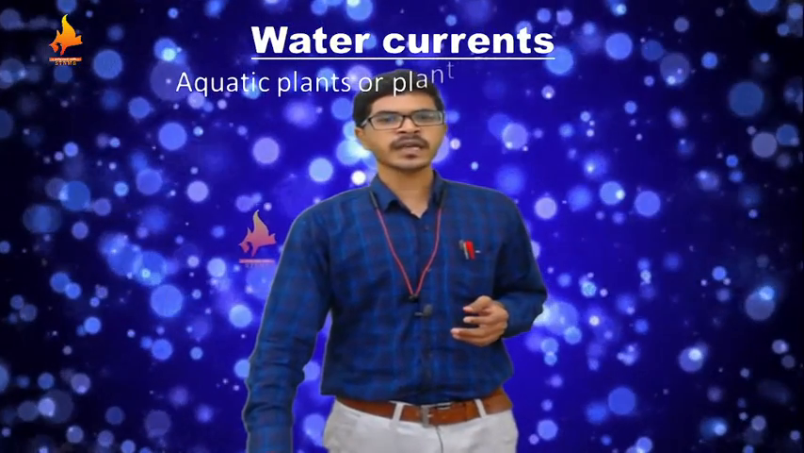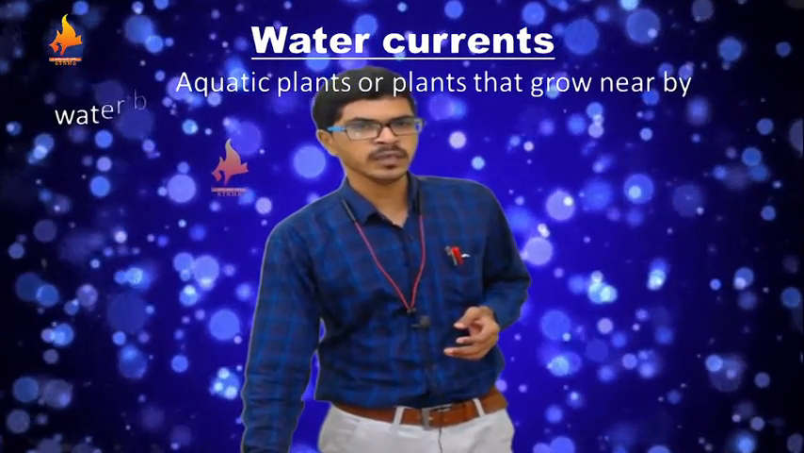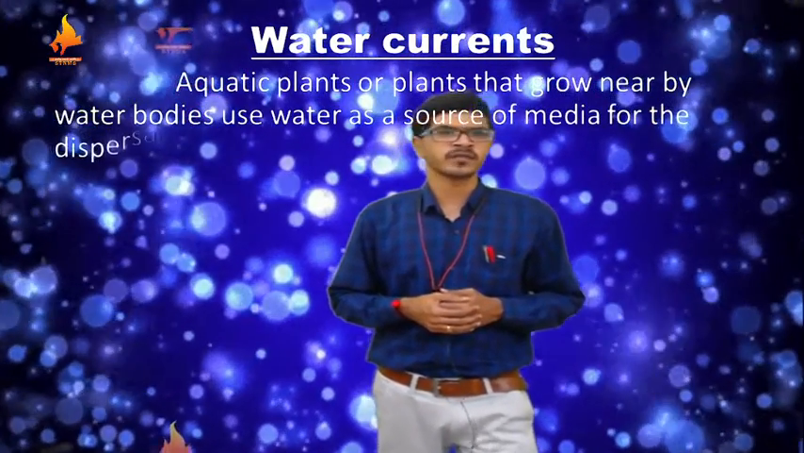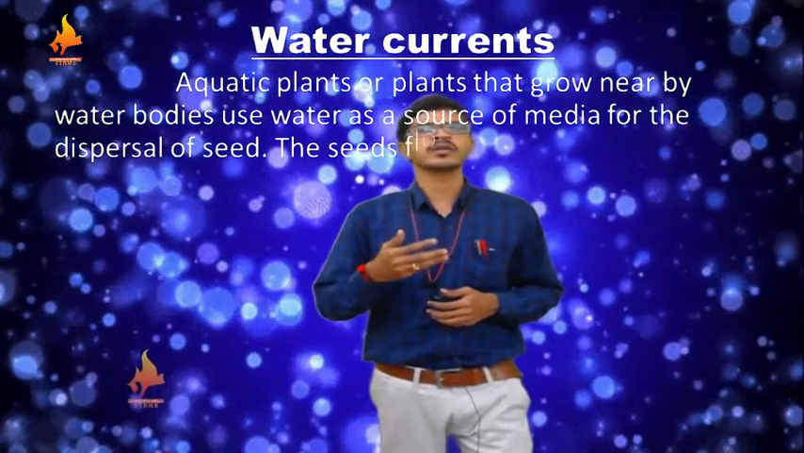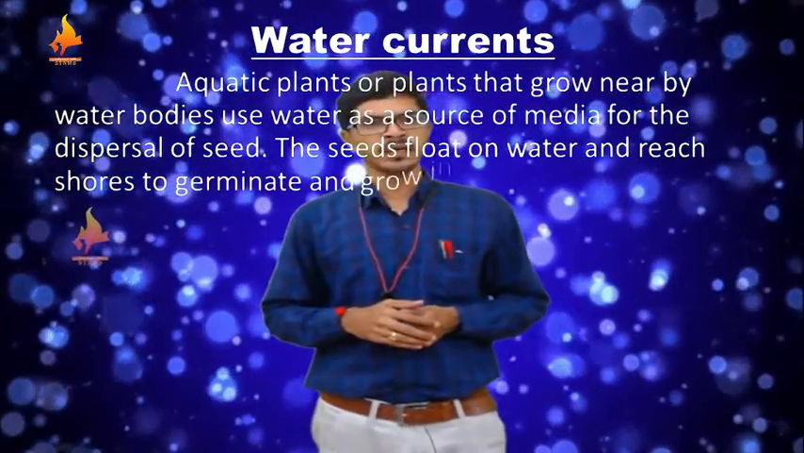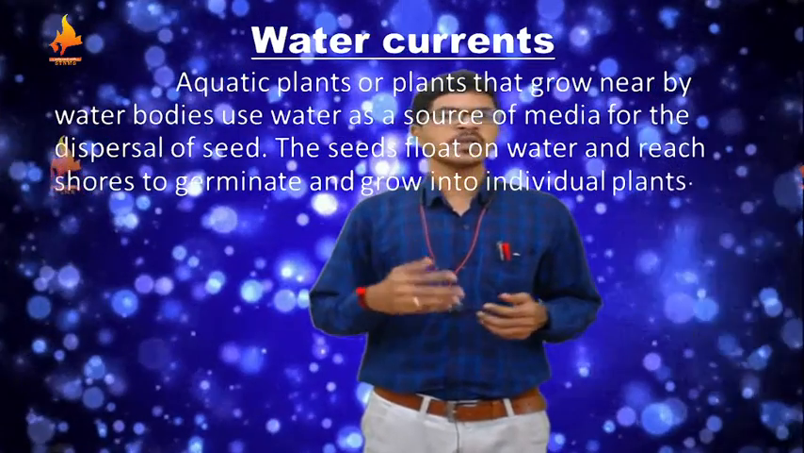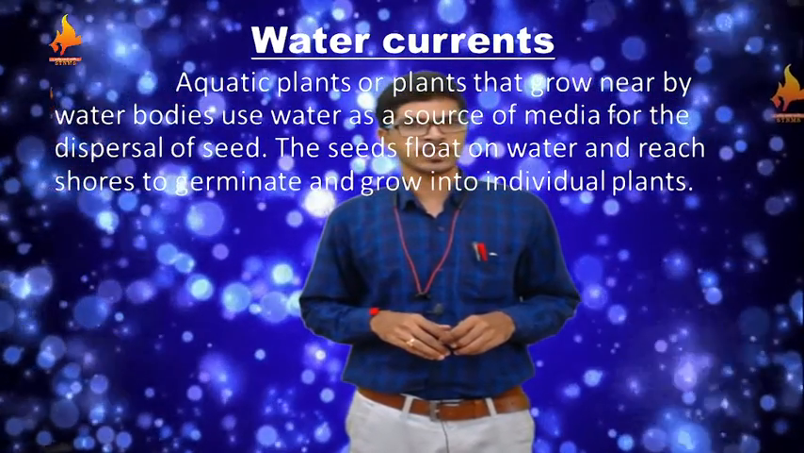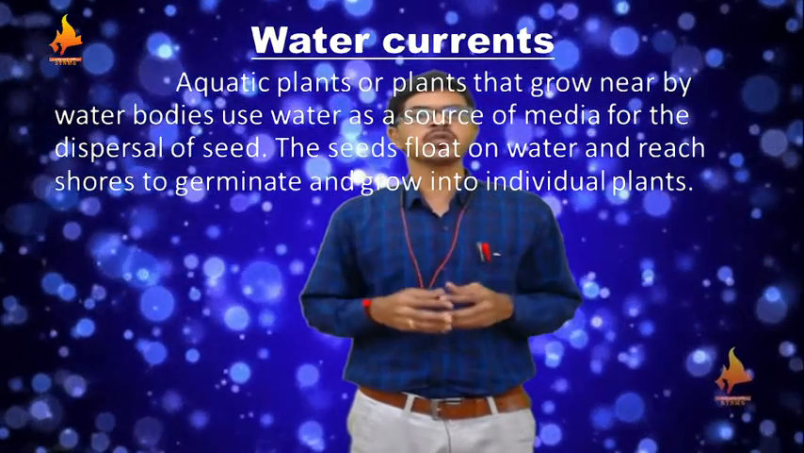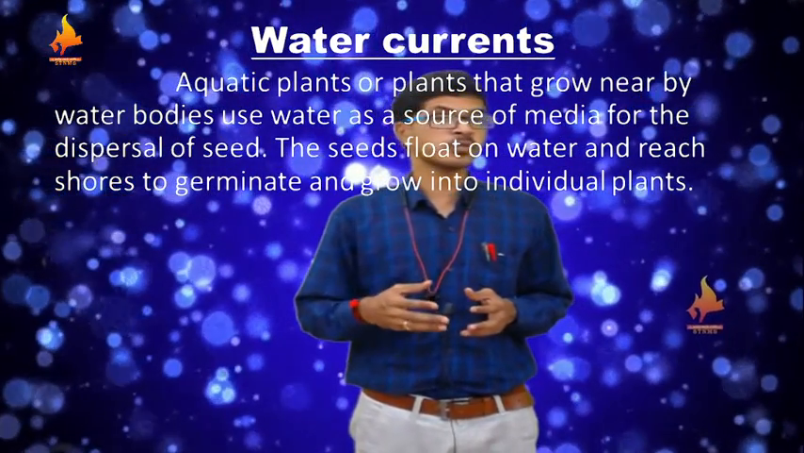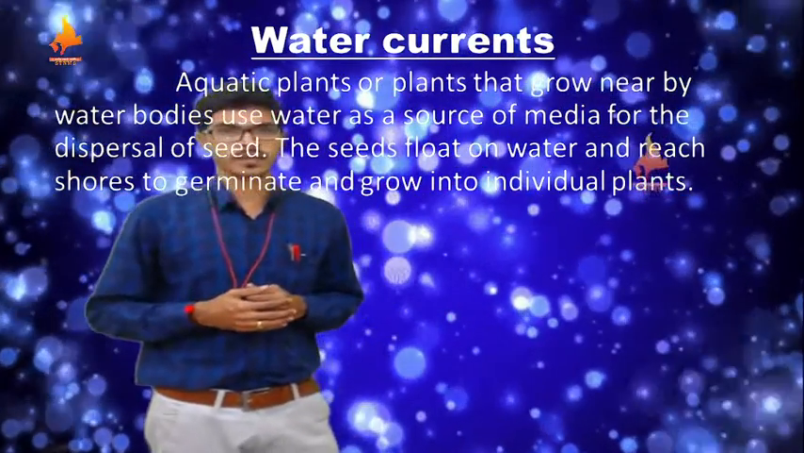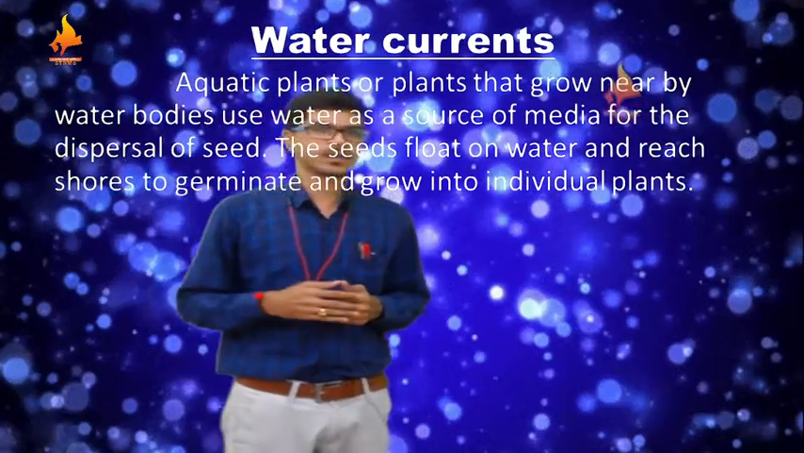In aquatic plants, mostly the seed has to be transported from one place to the other place. And how does it take place? It takes place with the help of the water. The best example that I can give you is coconut. In coconut, the seeds, that is the coconut, float on the water. They do not sink in the water. They float on the water, and they can be carried away to faraway places, from one place to the other place.